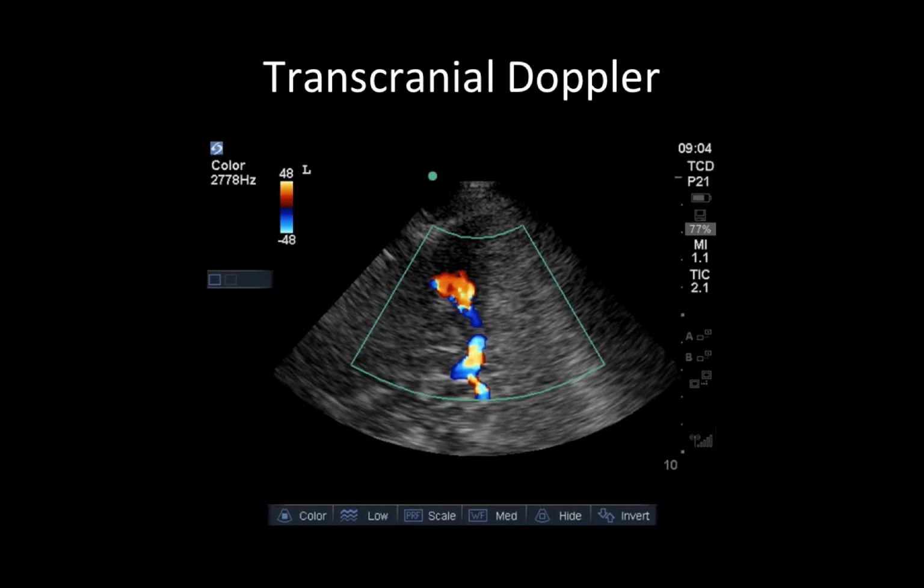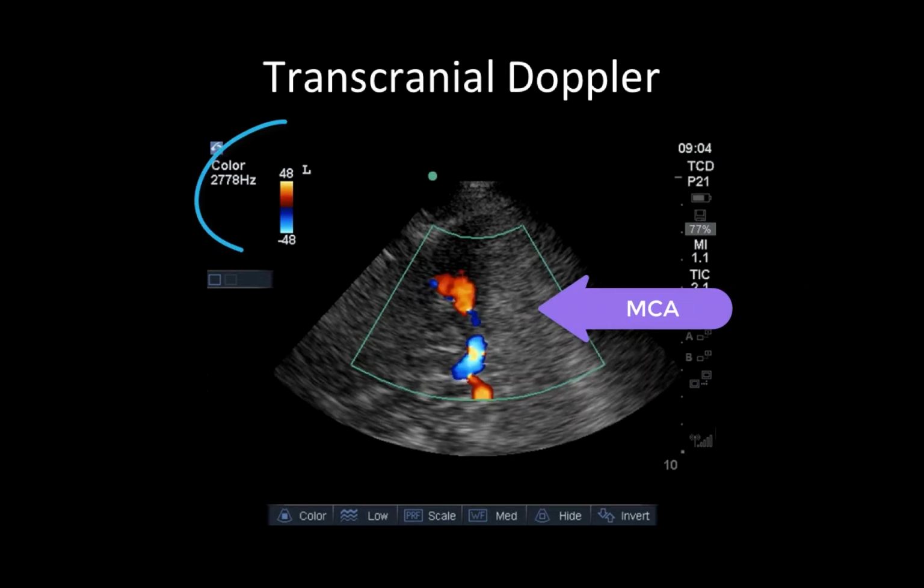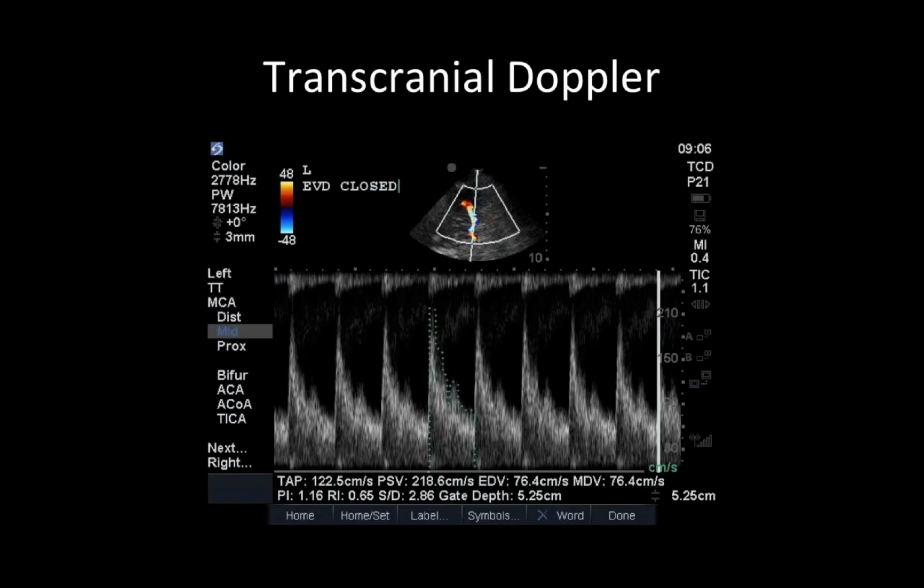So here we have the color Doppler, which allows us to locate the intracranial vessels, in this case, the middle cerebral artery, which is our target vessel. And note that since we're on the TCD preset here, our Nyquist limit has automatically been adjusted to detect lower velocity flows than we're used to in the heart. And next, we've used PW to generate a spectral waveform tracing, which we can measure and use in various calculations.